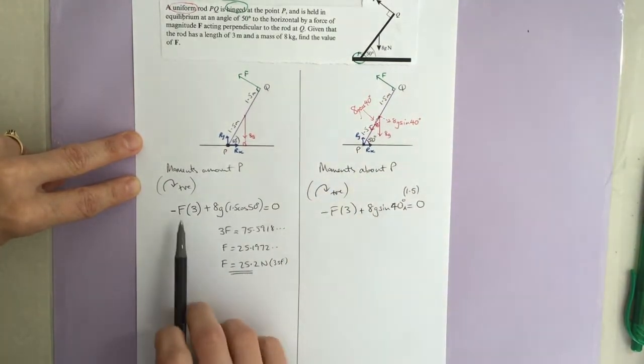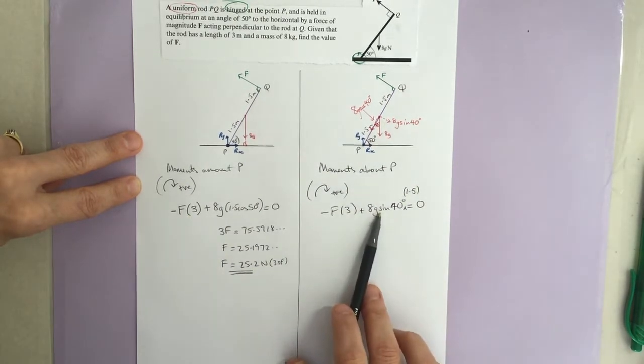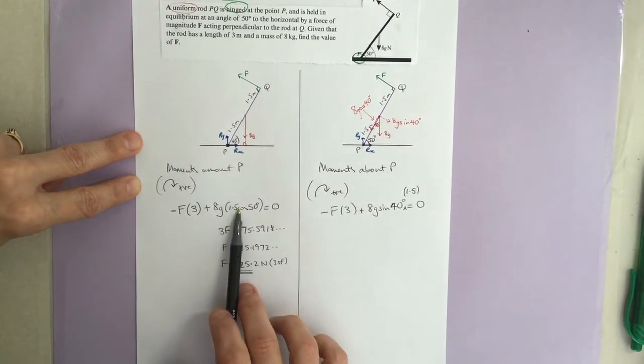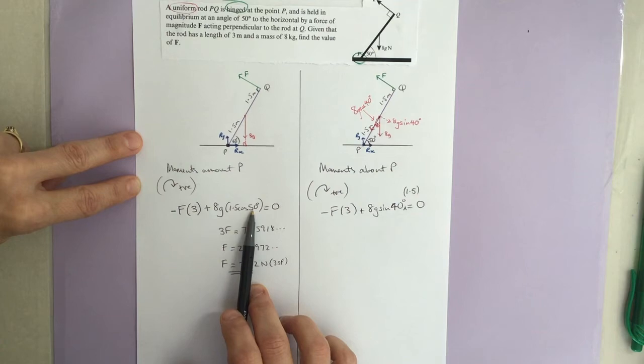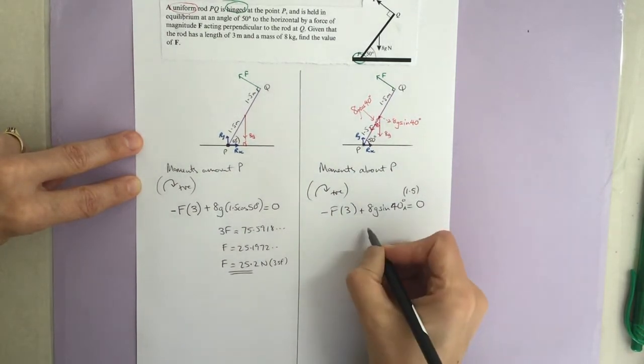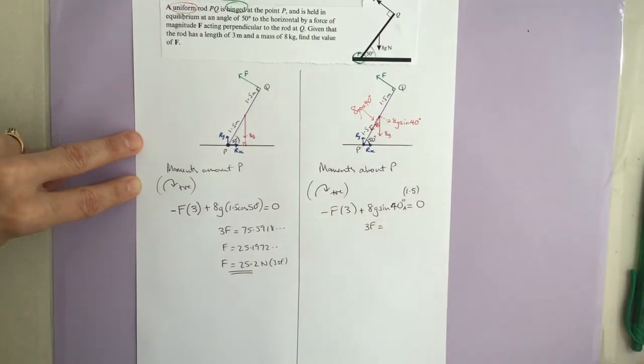Okay, and if I look at this, this is really similar to this. The only difference here is the sine 40 and cos 50. But sine 40 and cos 50 are exactly the same because cos of 90 minus theta is the same as sine theta. So these are definitely going to give us the same answers, but let's just check that on our calculator.